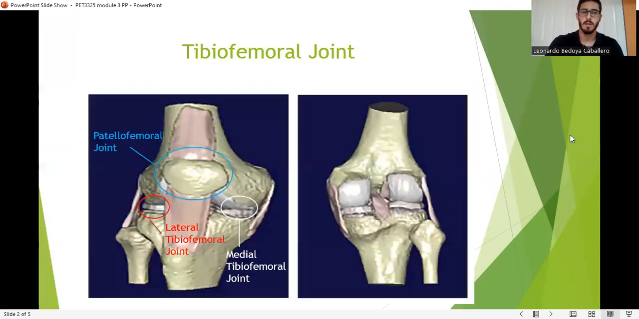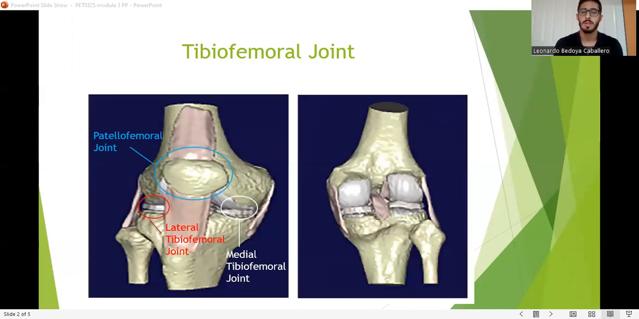And I will be doing the knee joint or tibiofemoral joint, which is right here. So the tibiofemoral joint has three articulations: the patellofemoral joint and the medial and lateral tibiofemoral joint. The patella articulates with the distal femur and helps protect the quadricep tendon from friction against the femur.